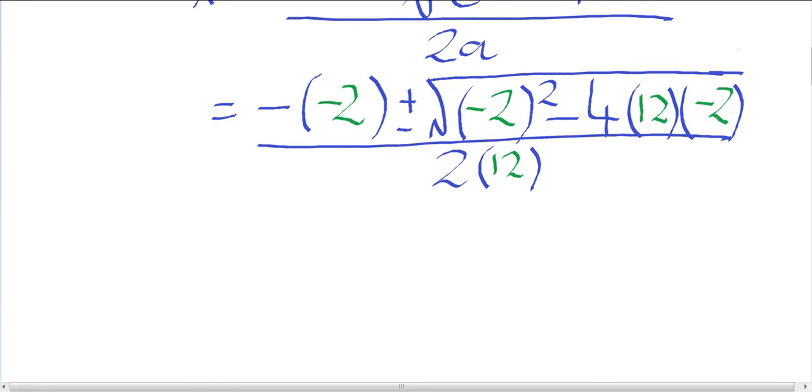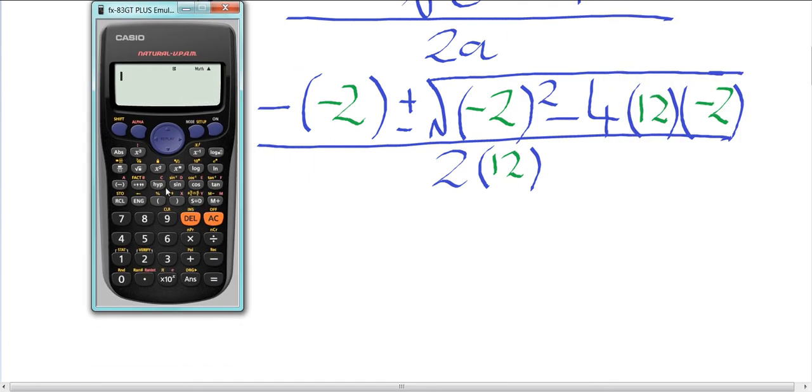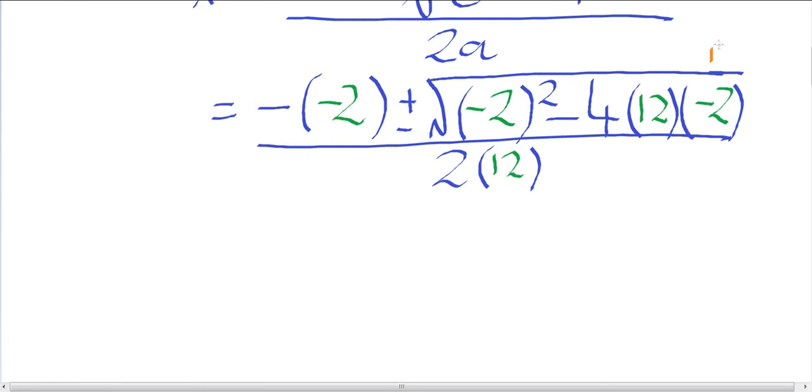So let's go over to the calculator. So I have the square root, bracket, minus 2 squared. Type exactly what you see and you can't go wrong. It's mistake proof. Another bracket for the minus 2, press equals. So what I get here is a 10. So I'm just going to write that up here in small writing above the square root sign, a 10. Okay.